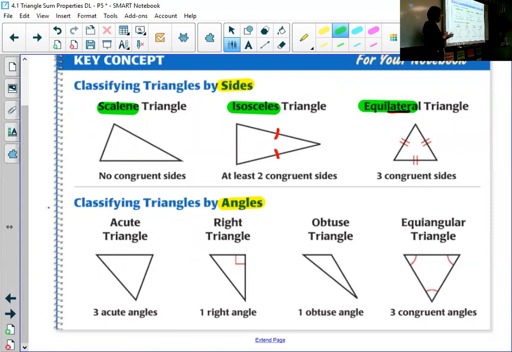If we have all 3 of our angles, the interior angles, acute, so tell me what is acute? We learned this before, yes. They're little cute tiny ones. So those are the ones that are less than 90 degrees. We learned that last chapter. If you have all 3 of them less than 90 degrees, then you know that you have an acute triangle.